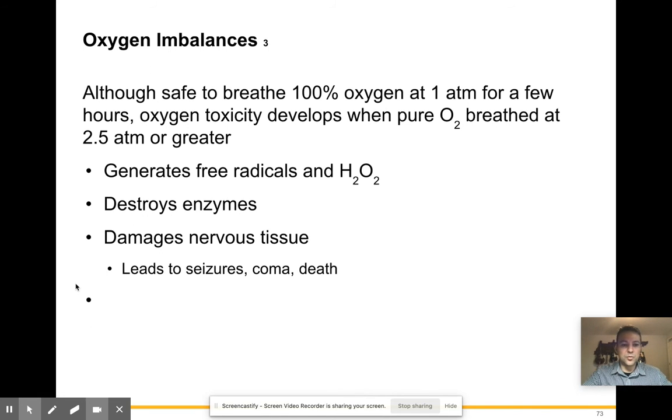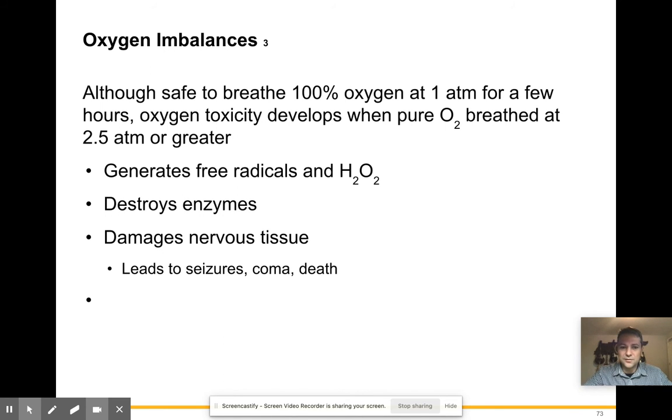Some more oxygen imbalances. Although safe to breathe, 100% oxygen at 1 atmospheric pressure for a few hours, oxygen toxicity can develop when pure oxygen is breathed at 2.5 atmospheric pressures or greater. What we are breathing is not 100% oxygen. Like you saw before, when you breathe in air, only about 20% of that air is oxygen. About 78% of it is nitrogen, and the rest is other things.